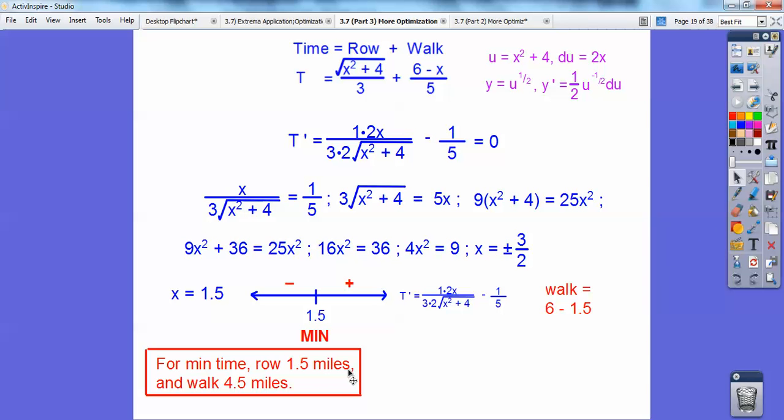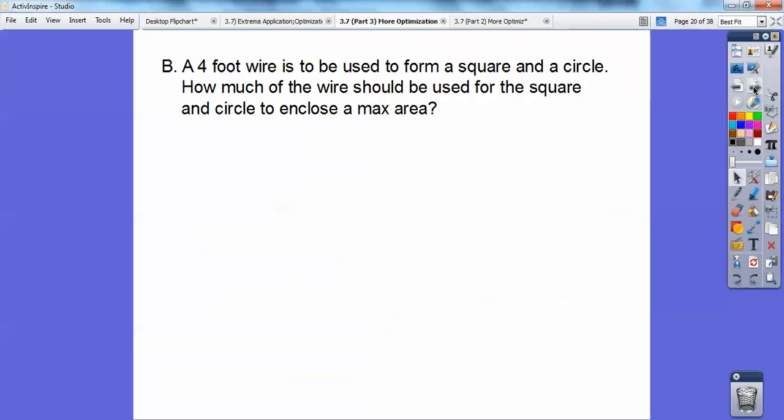And then he's going to walk the 4.5 miles. Alrighty, make sense, you guys? So my answer's off just a little bit right there. I didn't catch that until right now.